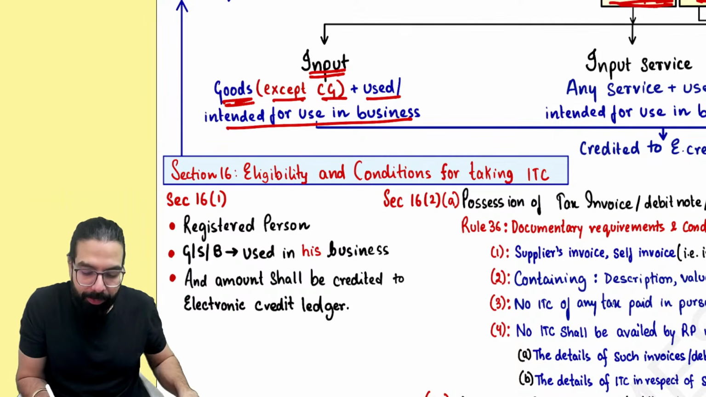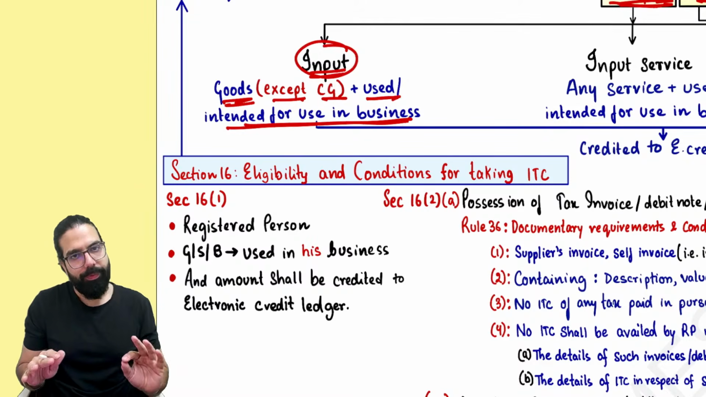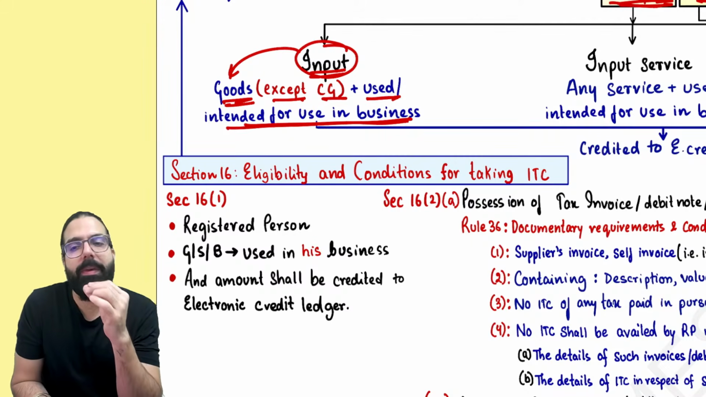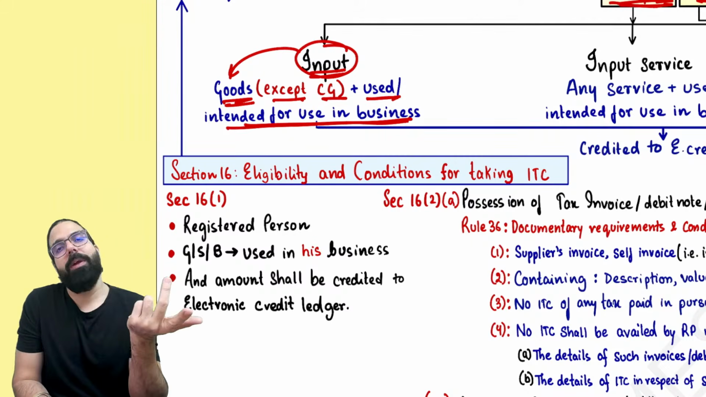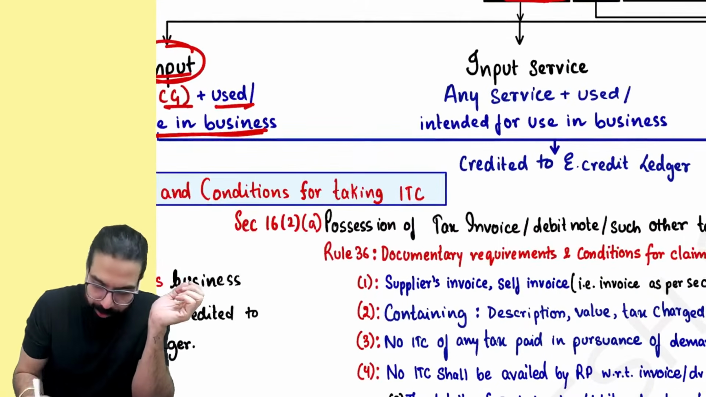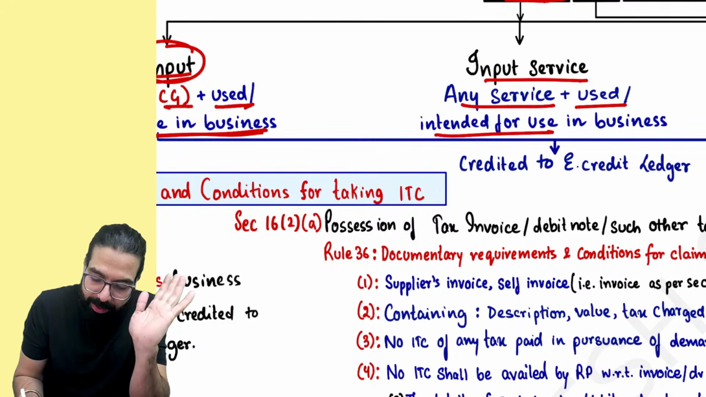So they say which are used or intention to use in the business, those are called inputs over here. Goods which you have gone ahead and bought to use in your business. For example, I am a manufacturing company. Raw materials are my inputs. Done. What do you mean by input services? Input services means any services which are used or intention is to use in the business.